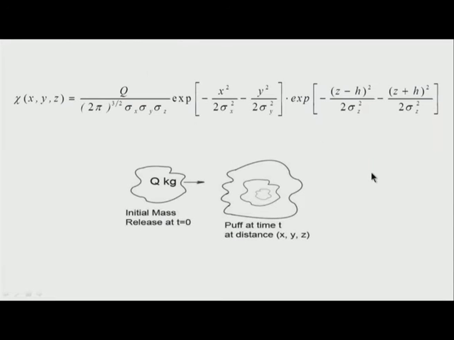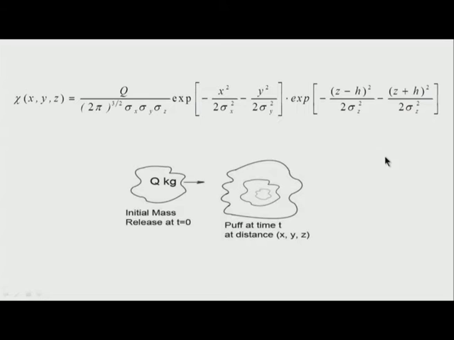But in case the puff is released, let us say at a height h from the bottom, with the ground over here and the puff released at a height h, like from a chimney where I have a burst of mass coming out, or a balloon at a height releasing a certain mass, then what is going to happen?